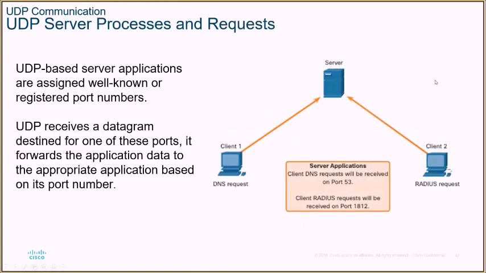UDP service-based applications are assigned well-known registered port numbers. When UDP receives a datagram destined for one of these ports, it forwards the application data to the appropriate application based on its port number. So, of course, a DNS request has a destination port of 53. When it arrives at the server, if it's got a DNS server running, it will pass it on to that.